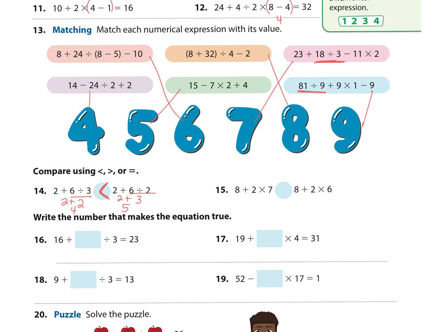Number 15, 2 times 7. You have to do the multiplication first. So that's 14. So 8 plus 14 makes the left side 22. What would the right side be equal to?